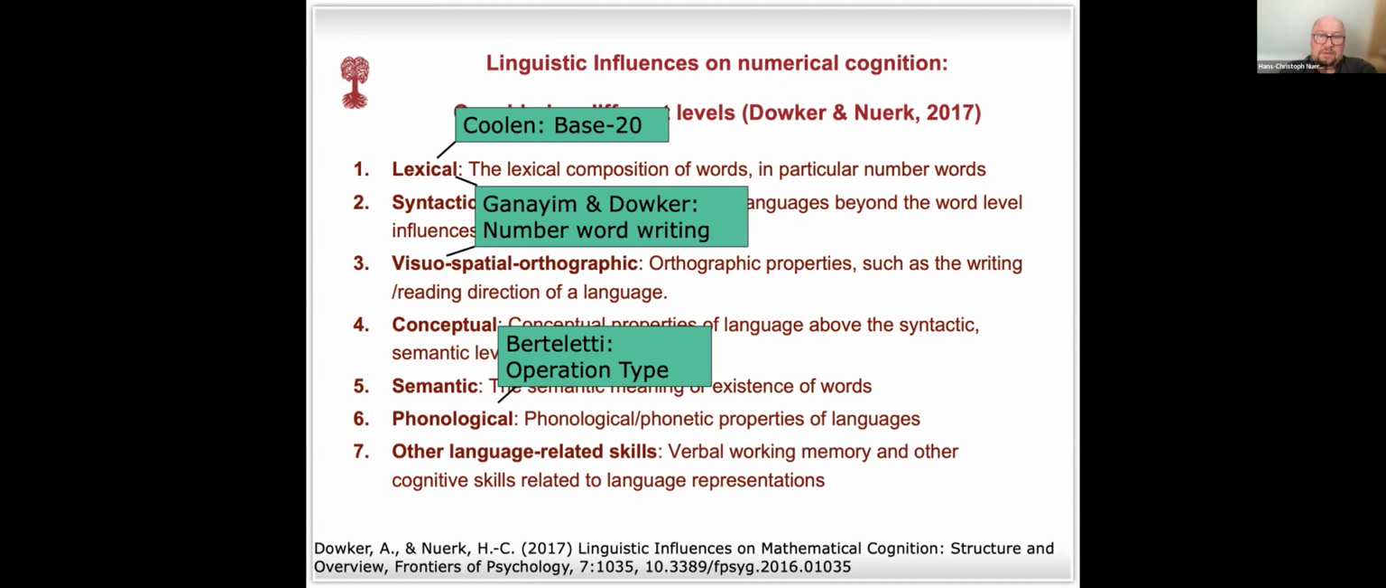If you'd fill in the talks, you would probably say for Coolen, base 20, this is lexical. For Ganayim and Dowker, this is lexical, because you also have inversion in Arabic, and visual spatial orthographic. And for Berteletti, I already have a question, because I didn't know exactly, and Ilaria might say something about it, where to put it, whether this is multiplication facts, verbal rote learning, linked to phonology, to verbal areas. But you know that many people also say maybe the phonology is not so decisive. It's really verbal memory, verbal long-term memory, verbal fact retrieval.